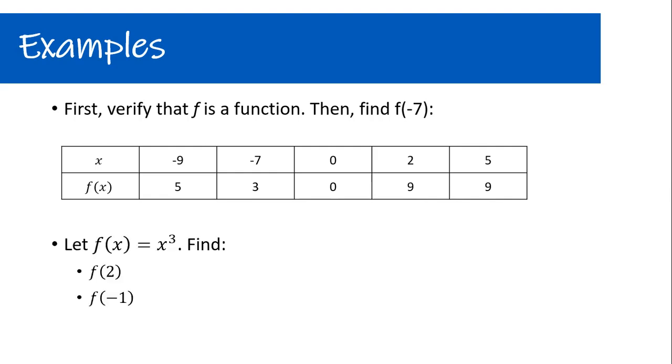Now let's do one without a table. Let f of x equal x cubed. This is a function because no matter what x we put into there, we only get one y output. If we want to find f of 2, then we simply plug 2 in where x is. So f of 2 would be 2 cubed, which is going to give us 8. f of -1 would be -1 cubed, which comes out to be -1.